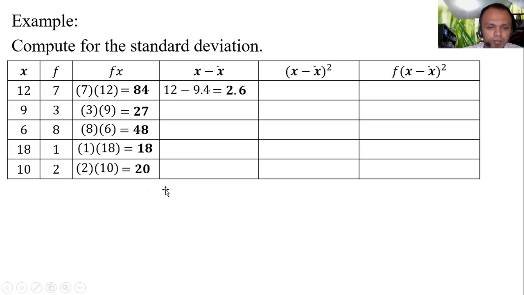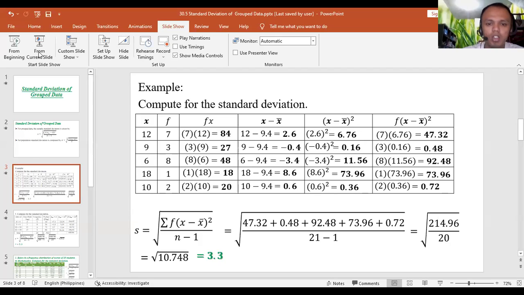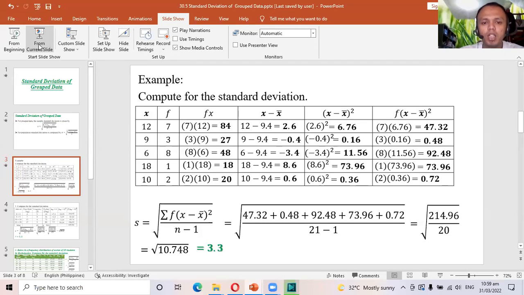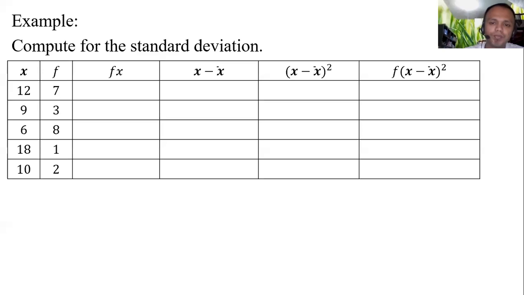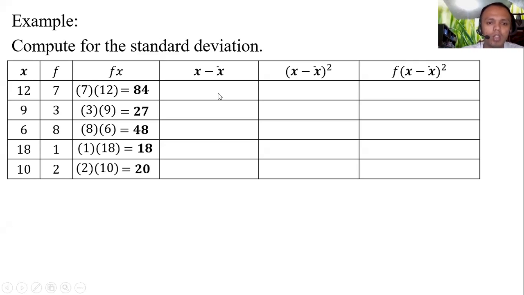The mean is not indicated here, so when we add all the fx and divide it by 21, we have 9.4. Then the 9.4 mean is subtracted from each of these values.